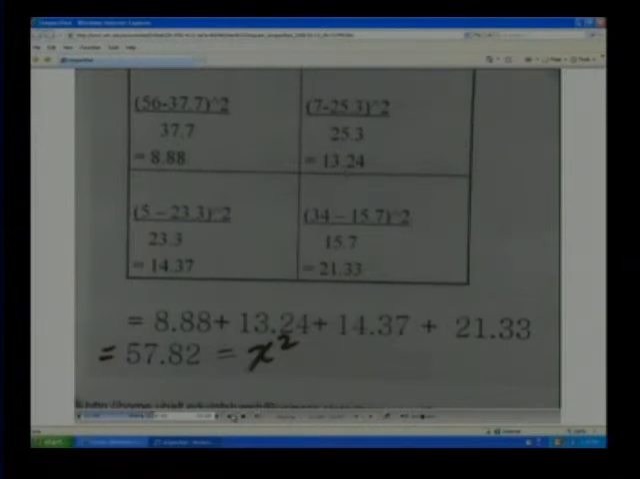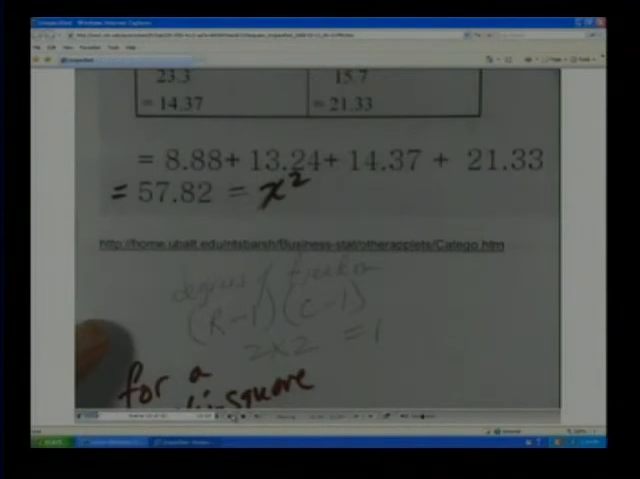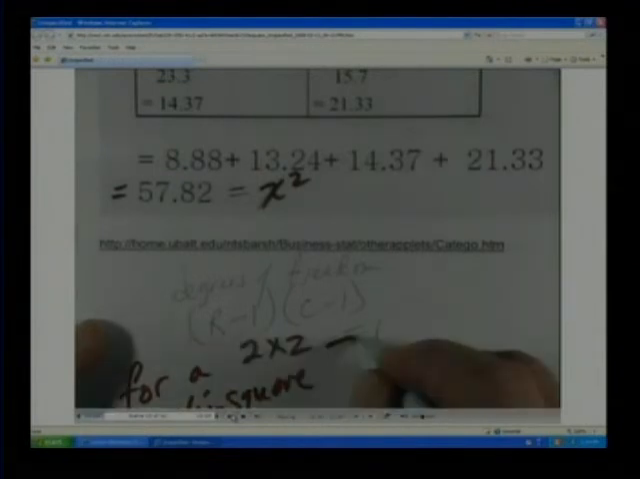The next thing we do is look that up in our table. First of all, we've got to get the degrees of freedom. For the degrees of freedom, this is the rows minus 1 times the columns minus 1. So for a 2 by 2, this is 2 minus 1 times 2 minus 1, which is 1 times 1. For a 2 by 2 chi-square, or contingency table, whatever you want to call it, it's going to have 1 degree of freedom.